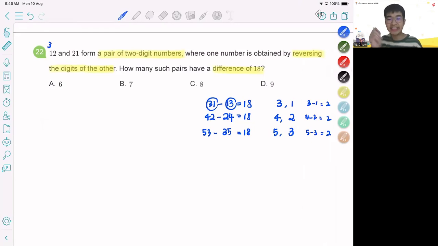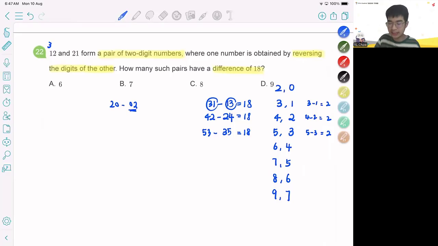So you see, essentially we are simplifying this problem into finding how many pairs of digits have a difference of 2. Right, so can you list out all the other pairs? There are 6 and 4, 7 and 5, 8 and 6, 9 and 7. Now take note, do not include 2 and 0, because 20 minus 02 is 18, but this is not a 2-digit number. So I don't need to include it, right?